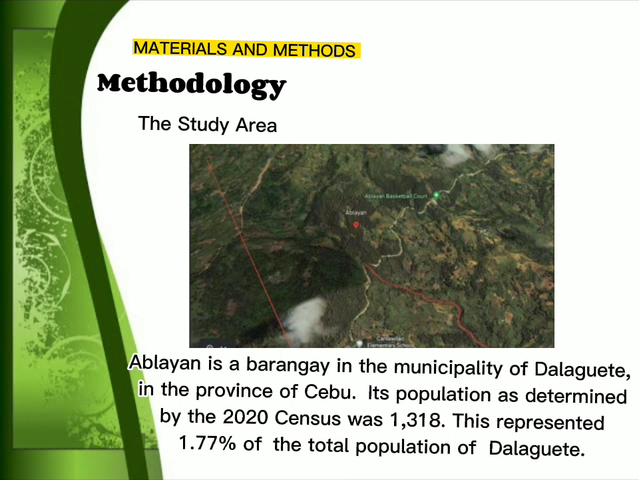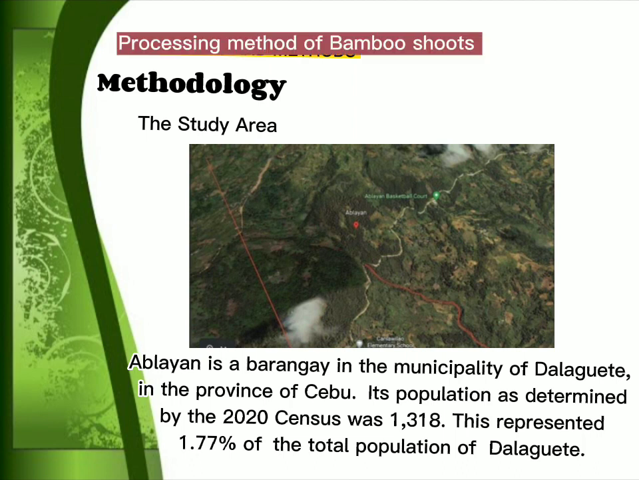Next is materials and methods. In methodology, our study area is located at Ablayan. Ablayan is a barangay in the municipality of Dalaguete in the province of Cebu. Its population as determined by the 2020 census was 1,318. This represented 1.77% of the total population of Dalaguete.